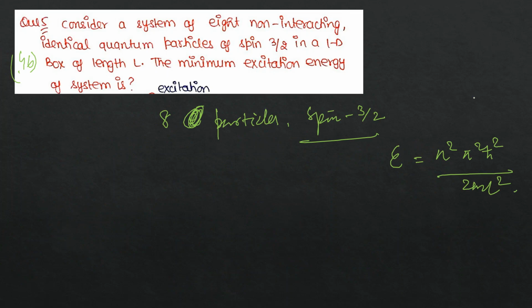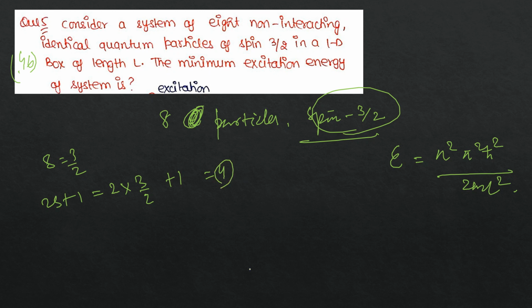So here the spin is 3 by 2, so S is 3 by 2. How many particles in one state? 2 into 3 by 2 plus 1, that is 4. So 4 particles can be fitted in one state. So one, two, three, four. That's it, eight. But the question is the minimum excitation energy of the system.